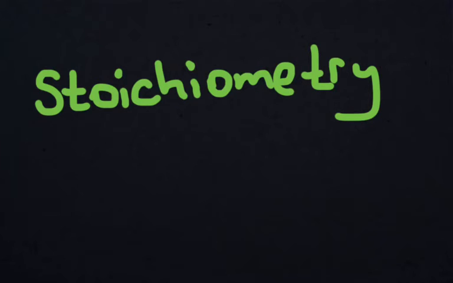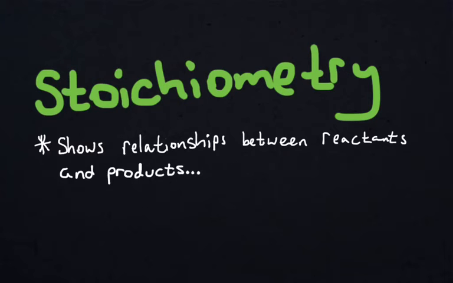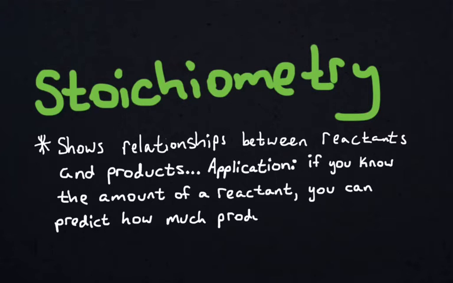All right, let's get into stoichiometry. Okay, so stoichiometry, what it does is it allows chemists to see the relationships between reactants and products. So the application of this is if you know the amount of a reactant in a problem, you then can predict how much of that product you will make. All right, push pause if you need a moment to write that down in your notes.